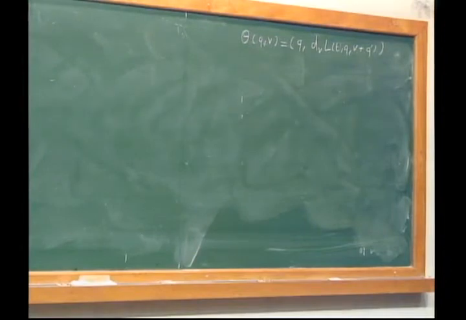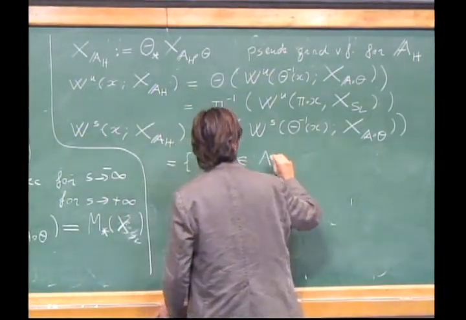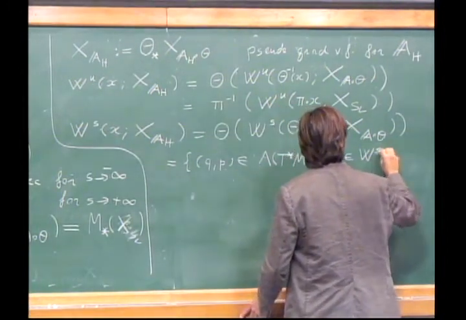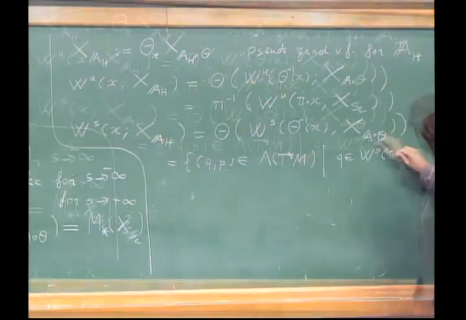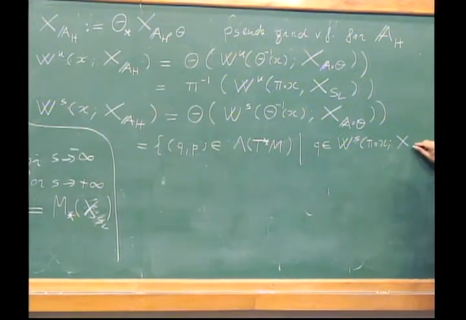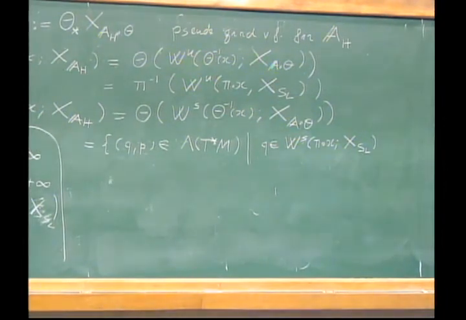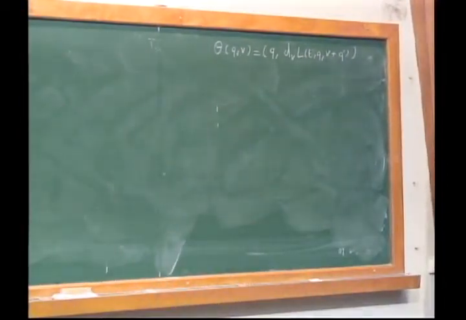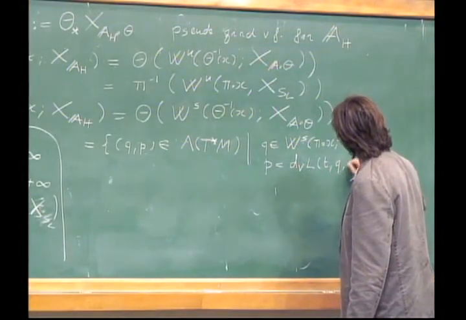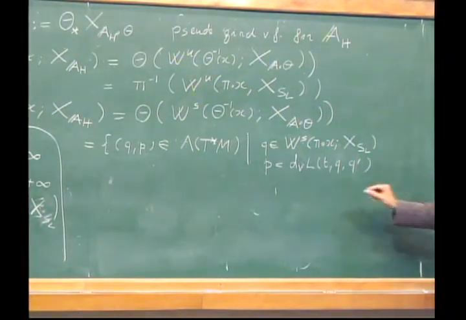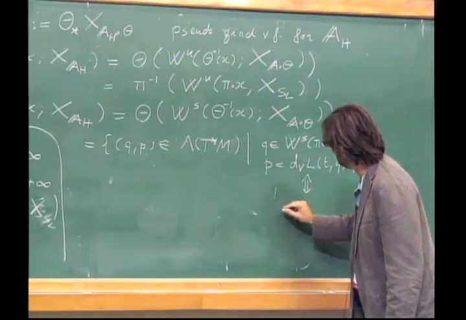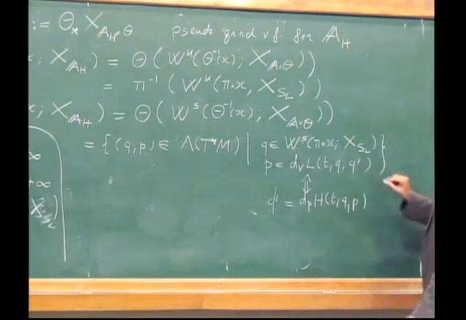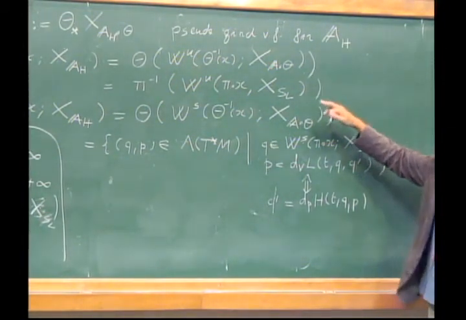So what do we find? We find the set of (q, p) in the loop space of T*M such that q is in the stable manifold of the projection of x with respect to the Lagrangian pseudo-gradient vector field, X_SL. This is q. And instead, p is d_v L(t, q, q dot), because v was 0 on that side. Or equivalently, by Legendre duality, this is equivalent to saying that q dot equals d_p H(t, q, p). Legendre duality. Okay? So these are our unstable manifold and our stable manifold.